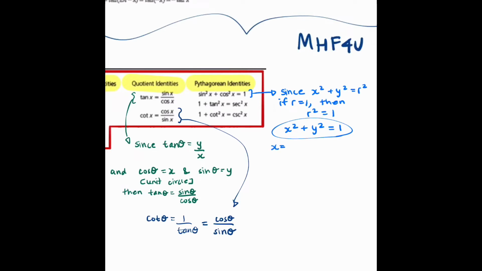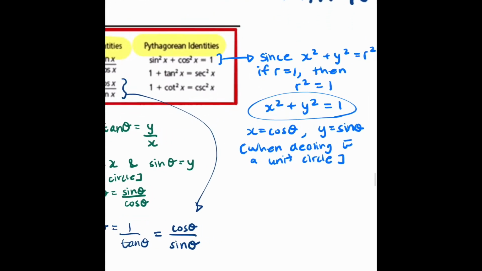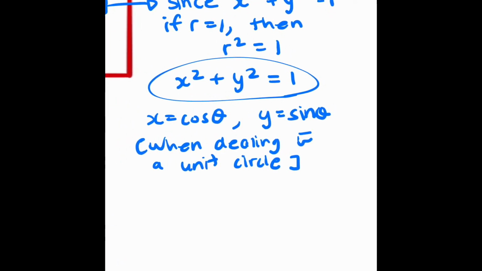Given that we were working with x equals cos theta and y equals sine theta when dealing with a unit circle, then if I sub cos theta into this and sine theta into this, the proper form of how I write this down is cos squared theta plus sine squared theta equals 1.